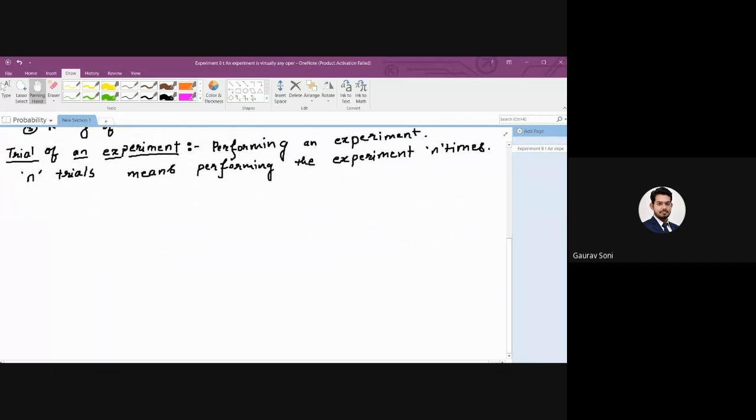There are 2 types of experiment. One is the deterministic type of experiment. The first type is the deterministic experiment.